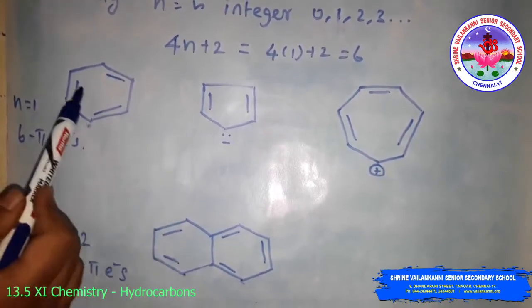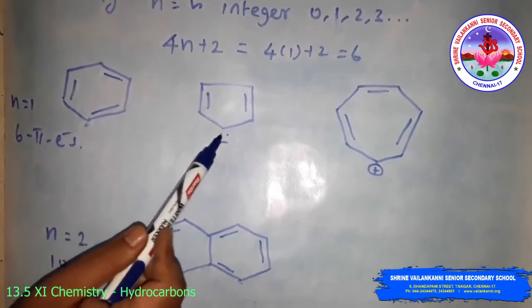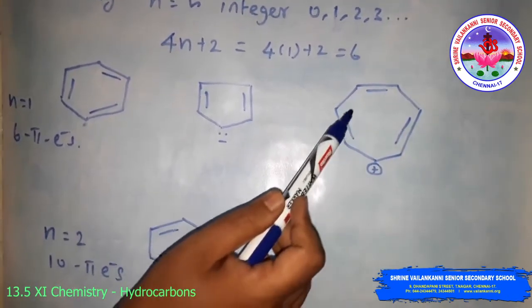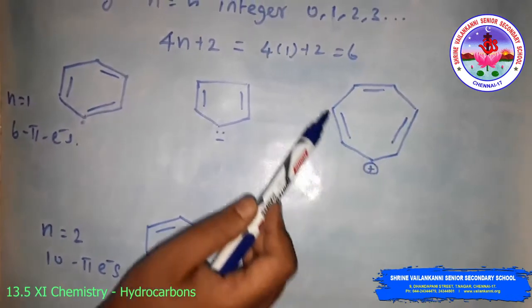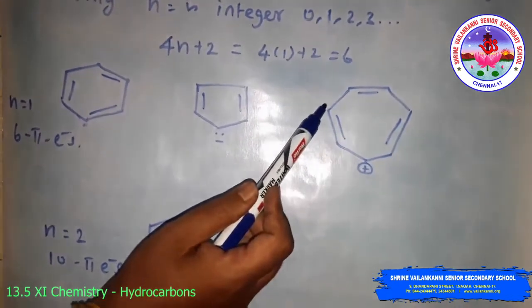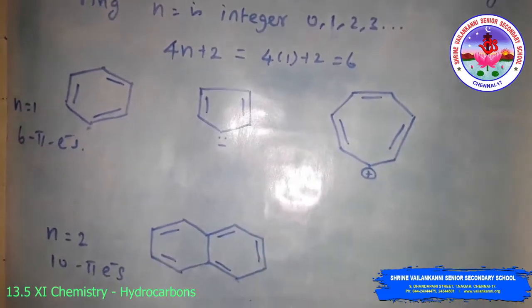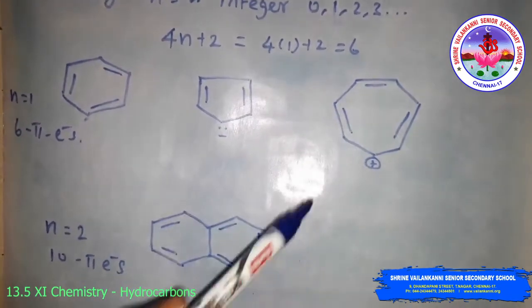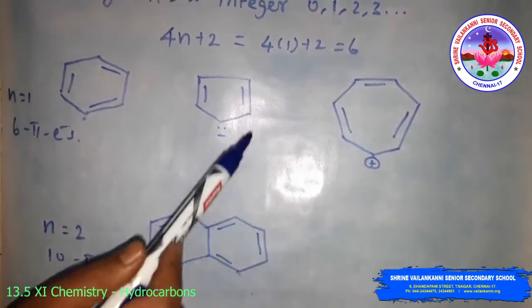In this compound, this is benzene, this is cyclopentadienyl anion, and this is cycloheptatrienyl cation, because 7 carbon atoms are present: 1, 2, 3, 4, 5, 6, 7. Okay, then 3 double bonds are present inside the ring, so n is equal to 1, so 6 pi electrons are present.